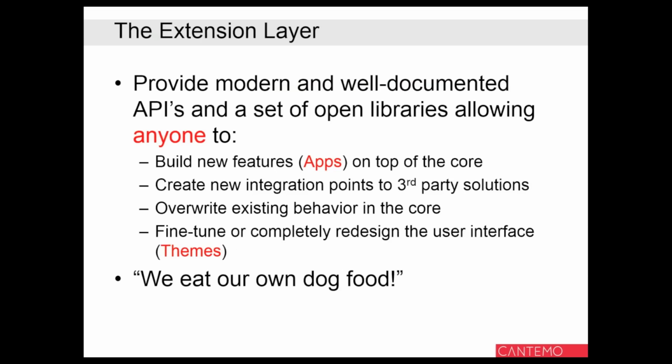You are able to fine-tune and completely redesign the user interface. We call that theming. And it goes a little bit beyond what is just changing colors and buttons. You can actually reskin and redo the entire user interface if you want to. And in terms of the APIs, we eat our own dog food. And what we mean by that is that all the APIs that we have built, we use them ourselves while we build our own apps.